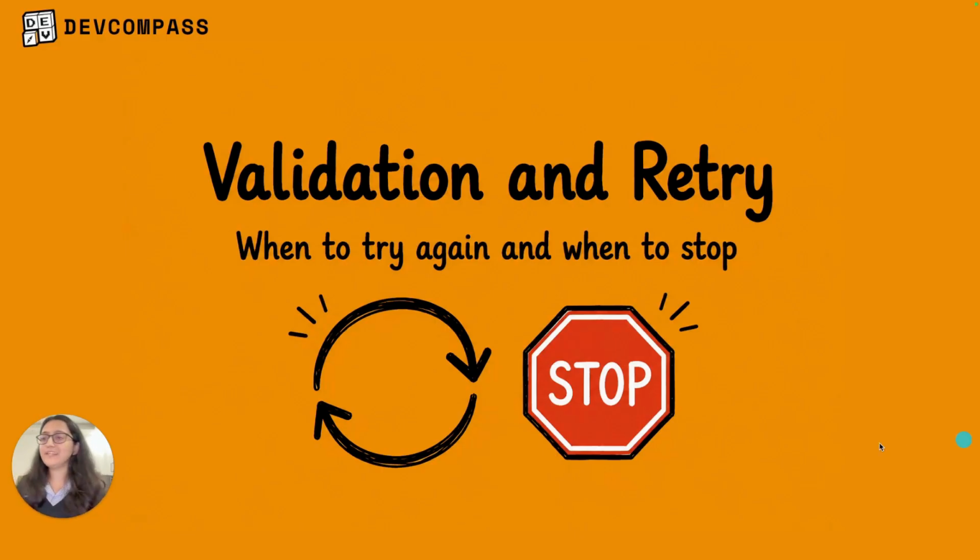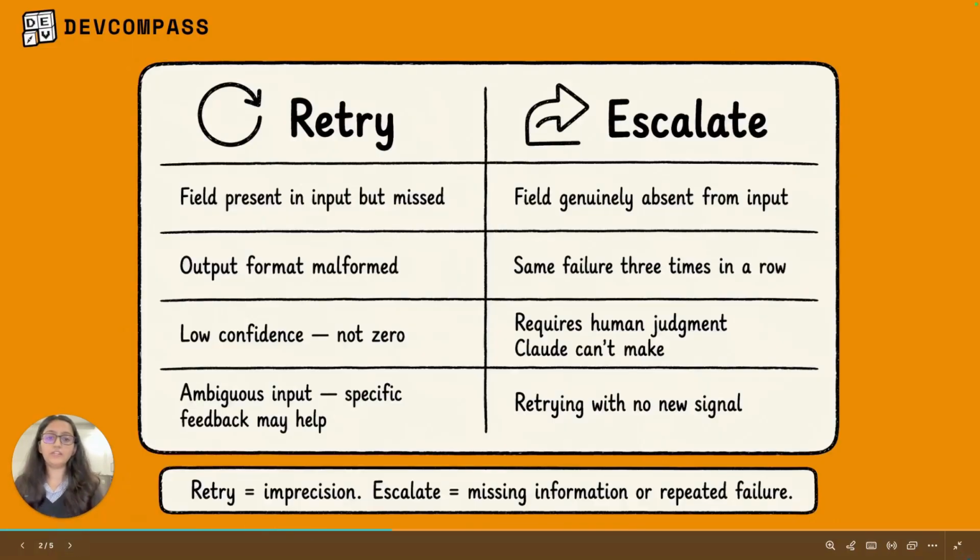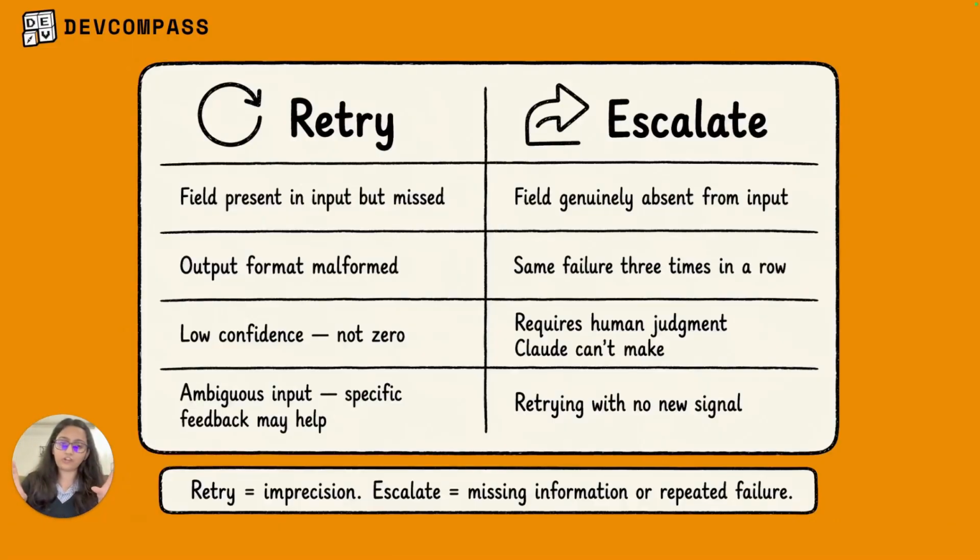Okay, I'm back. Let's see. So the first distinction: retryable versus non-retryable failures. If the field is present in the input but missed in extraction, that's retryable. If the field is genuinely absent from the input, that's escalate. Retrying won't produce a value that isn't there.